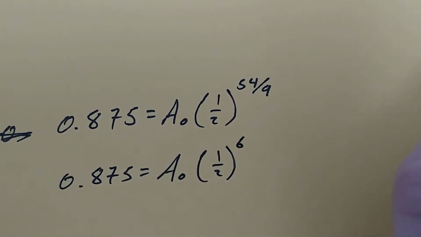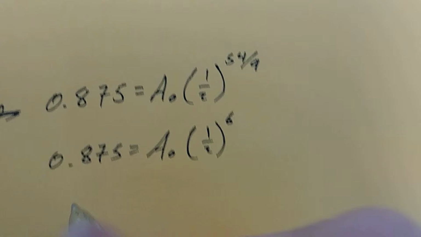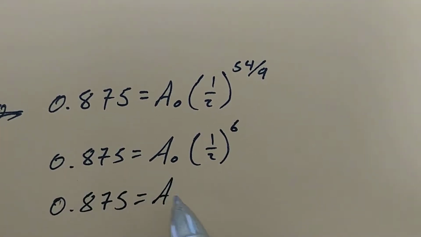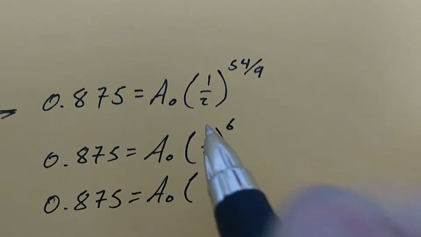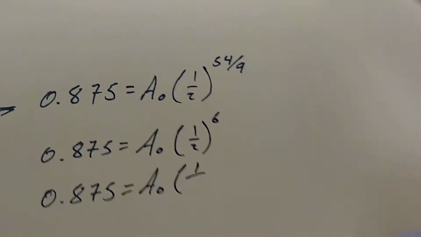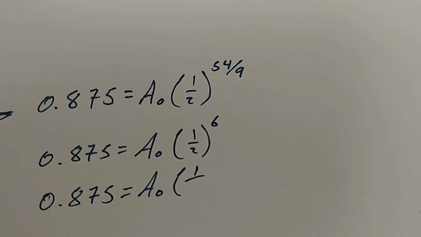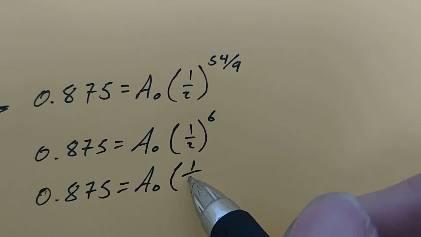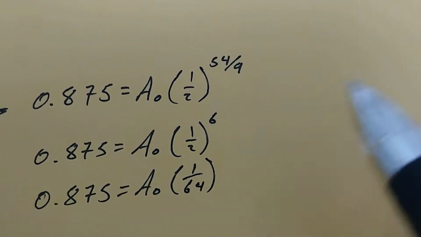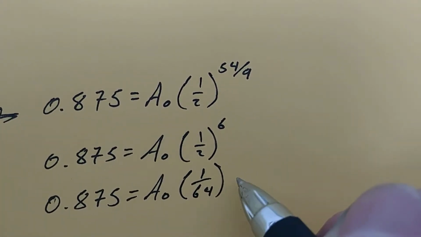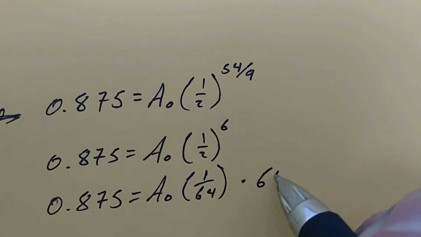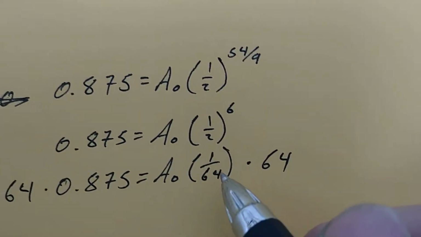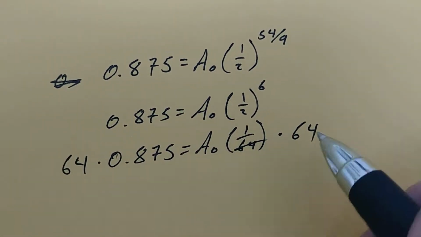All right. Well, the next step is to simplify this part of the equation. So 0.875 is equal to A0 times 1 over, well, 2 times 2, that's 4, 8, 16, 32, 64. All right, now the next step is to get rid of this fraction. So let me multiply by 64 on both sides. That way I can cancel out the 64 with the 64.